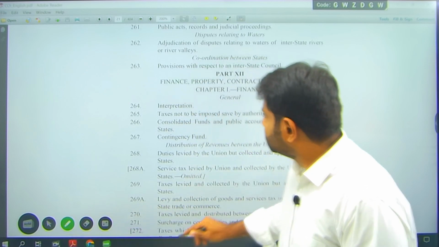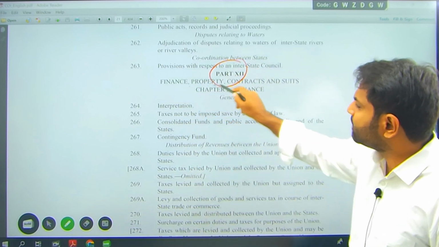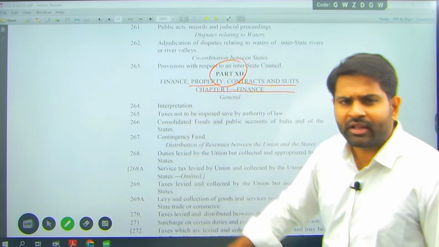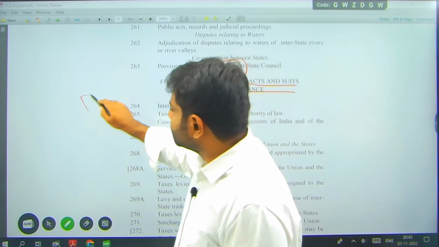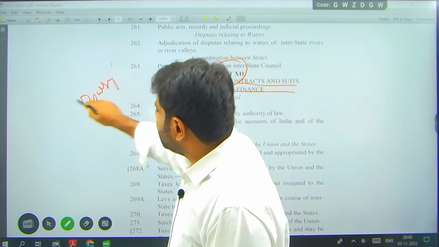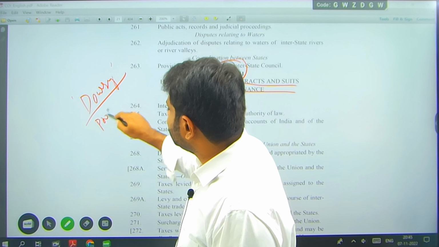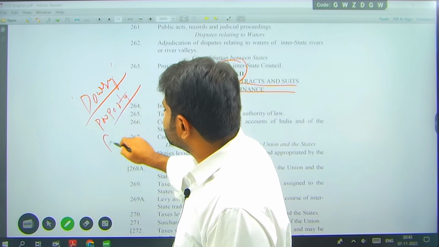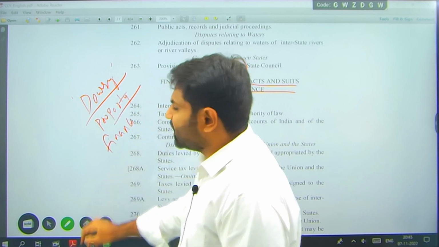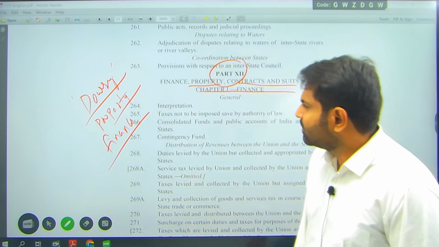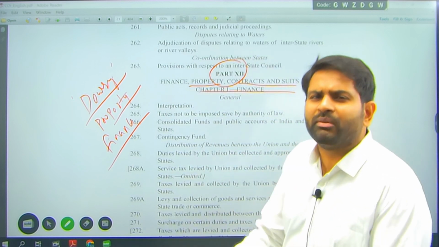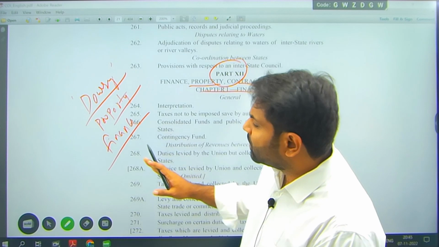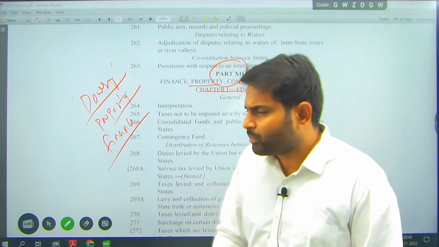And the 12th part, we have finance, property, contract, suits. In marriage, what will you get? Dowry. Property. Finance. Money, exchange of money, right? So this is just a way to remember. I am not promoting dowry or transfer of properties, remember that point, right?